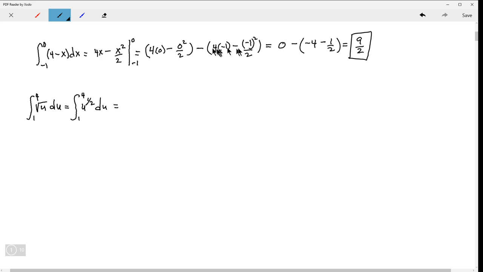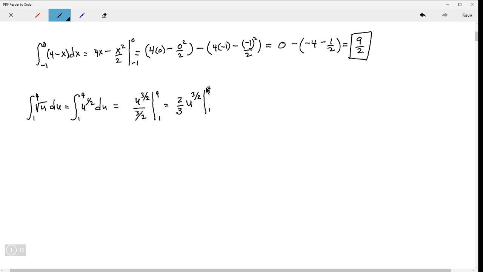Same set of steps. Take the antiderivative. So I add 1 to 1/2, I get 3/2. So I get u to the 3/2 over 3/2. And that's being evaluated from 1 to 4. Now, you shouldn't look at this with the complex fraction. So before I do anything, I'm going to bring that up, and that's going to be 2/3 u to the 3/2 from 1 to 4.